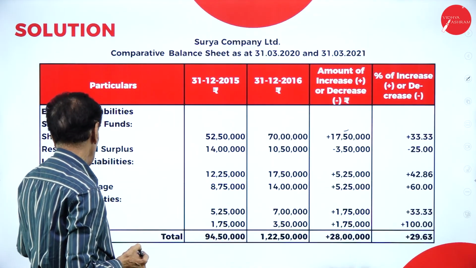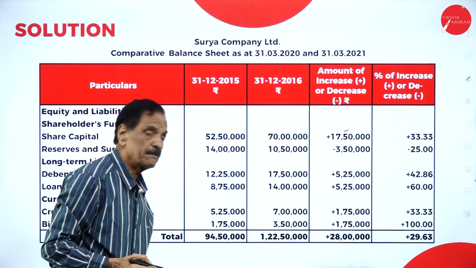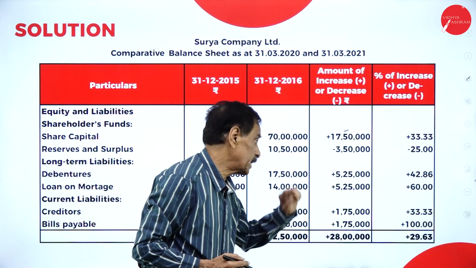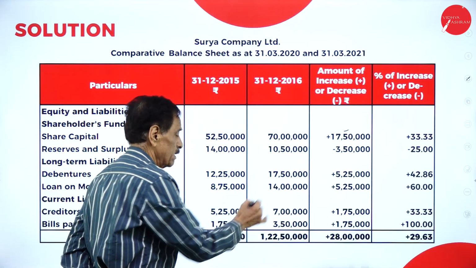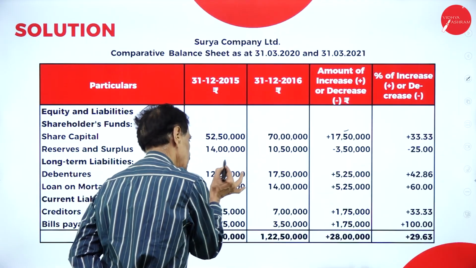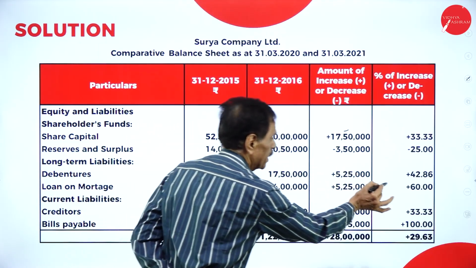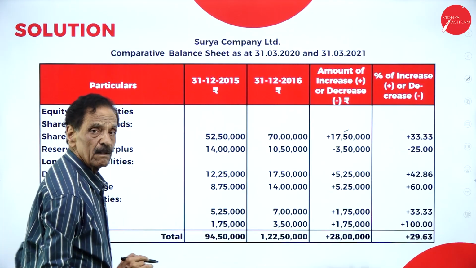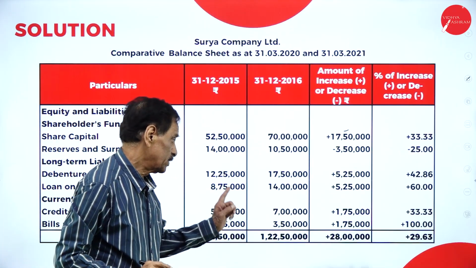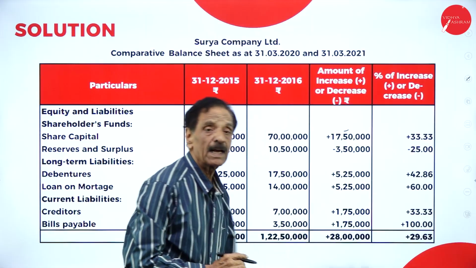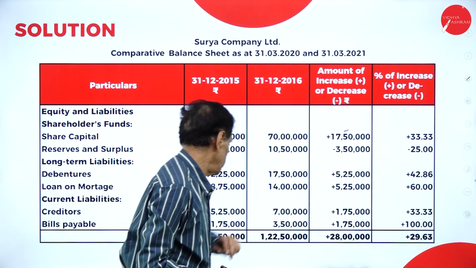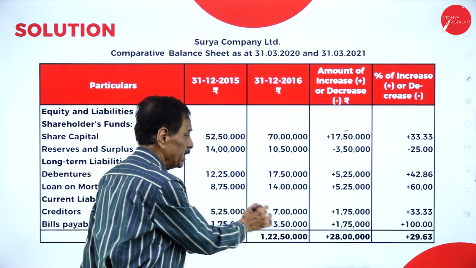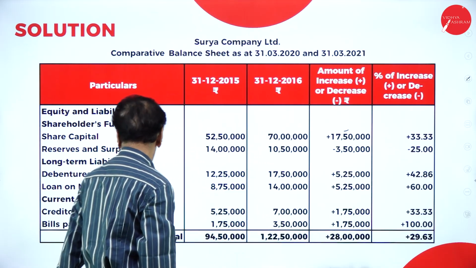Next, loan on mortgage, 8 lakh 75,000 to 14 lakh, there was an increase of 5 lakh 25,000. 5 lakh 25,000 divided by 8 lakh 75,000 into 100 is 60%. Then current liability, creditors, 5 lakh 25,000 to 7 lakh, there was an increase of 1 lakh 75,000. 1 lakh 75,000 divided by 5 lakh 25,000 into 100 is 33.33%.